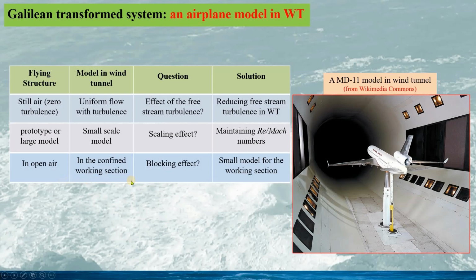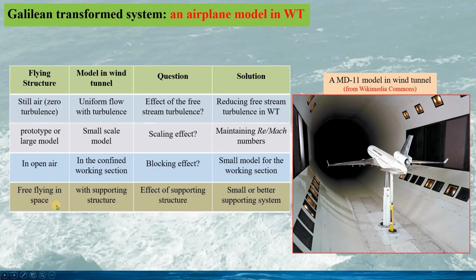The flying structure is in the open air, but the model tested in the wind tunnel is in the confined working section. Therefore, there might be a blocking effect in the wind tunnel test. The solution would be that a small model must be used for the relevant working section. The structure flying in the space is free from any other objects, but the model tested in the wind tunnel must be supported using some supporting system. Therefore, we might have interference from the supporting system in the wind tunnel test. The solution is to use a small or better supporting system.